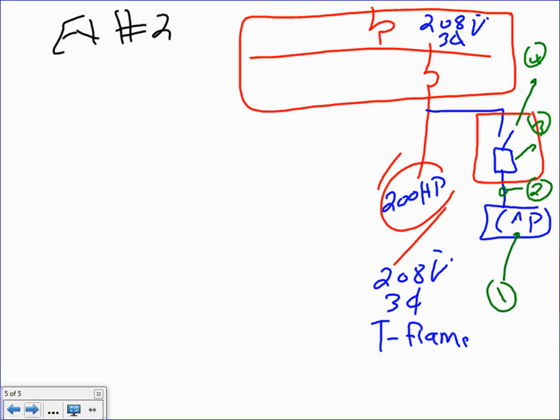The frame is different, and the RPM is about 1800 RPM. If I don't give you an RPM, it's always 1800. But let's just clarify 1800 RPM. And we need to go size that baby based on what we've just done. So the system is 208 3-phase, feeding a 200 horsepower motor.